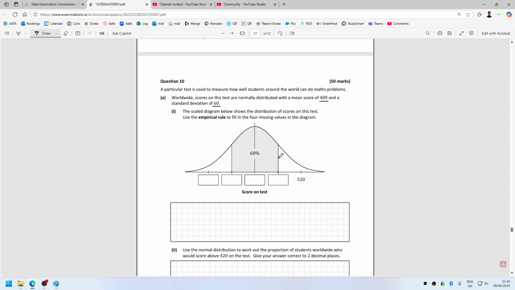So that's one standard deviation. So that's 400, 460, 340, and then so that's 280.